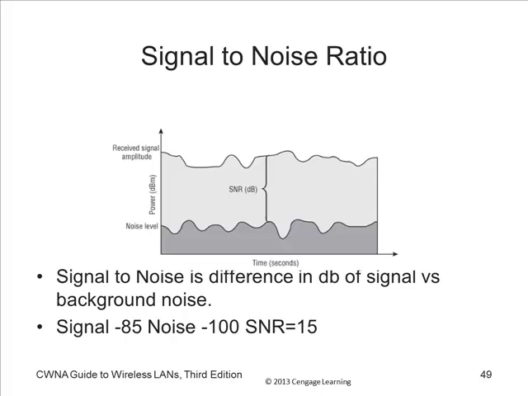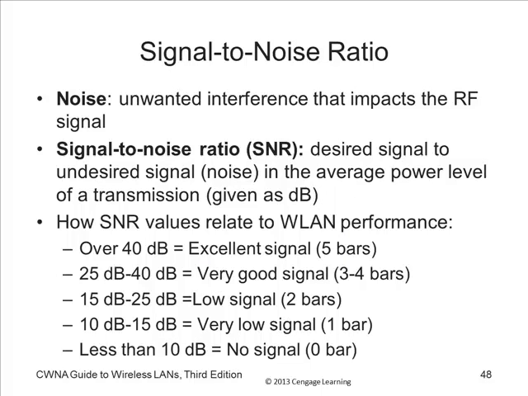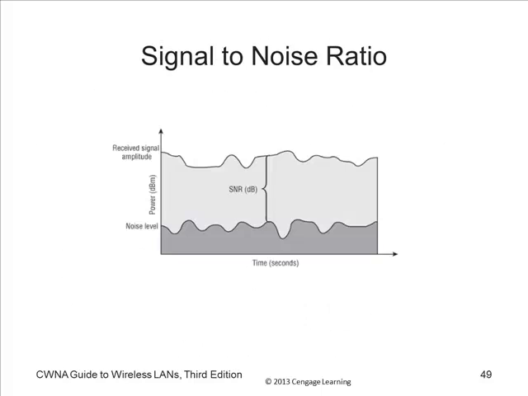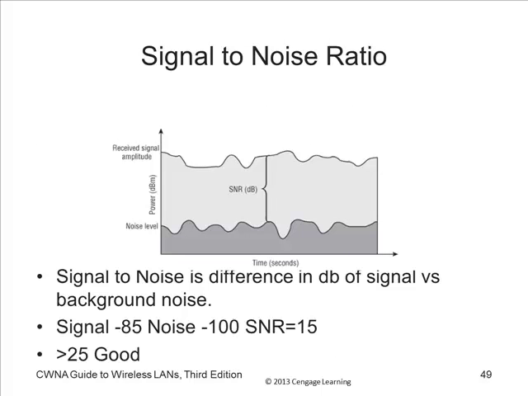And based on that other chart, that would be a poor signal, wouldn't it? 15, 1 bar, low signal. So what if we didn't have that much noise? Greater than 25 is good. What if our noise was different? We need a lower noise, right? What if the noise was minus 120? What would our signal be? It'd be better. It'd be like, what, 35?